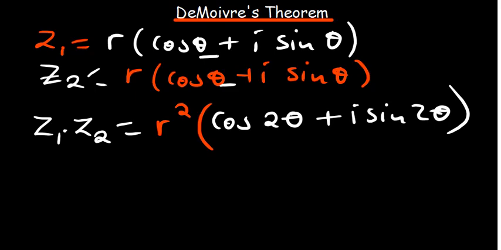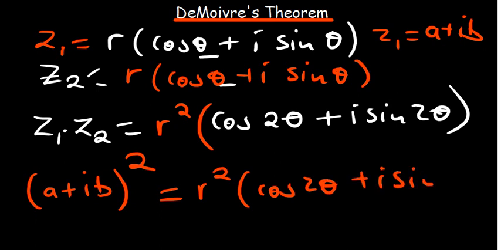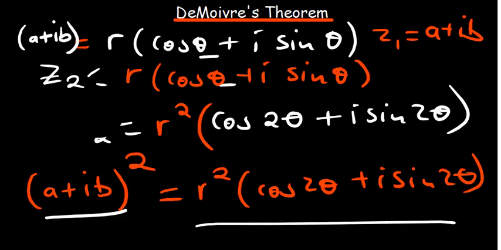Remember that z1 is in rectangular form a plus ib. So it's like we are multiplying it by itself, so we have a plus ib squared, and it's equivalent to r squared times cos 2 theta plus i sine 2 theta. What we are trying to say here is that z1 is a complex number a plus ib, and after multiplying it by itself, a plus ib in brackets squared is equivalent to this, from the mathematical operations that we've done.